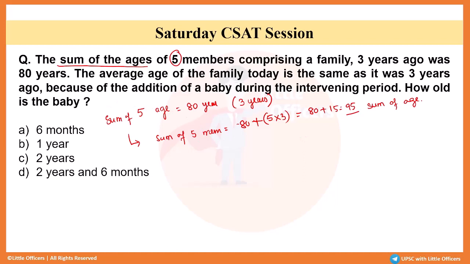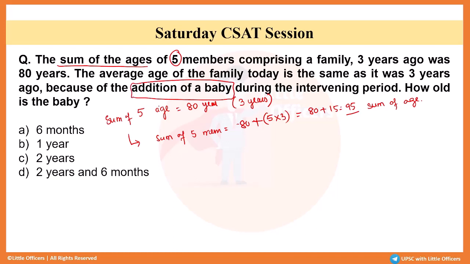ये कहते हैं the average of the age of the family today, that is this sum divided by total number, is same as it was 3 years ago. तो अगर नंबर ऑफ पर्सन उतना ही है तो ये तो हो ही नहीं सकता है. That means something has happened. What is the something? That is addition of the baby. So now the 5 member family has become 6 member family.